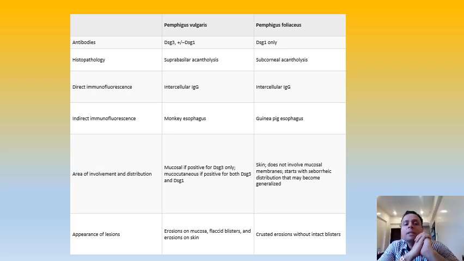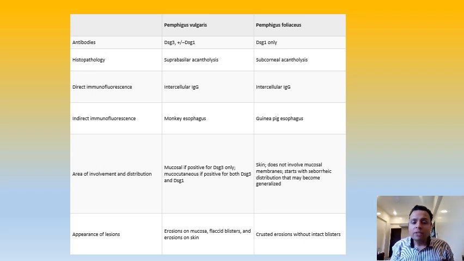What are the differences in antibodies? Pemphigus foliaceus is only Desmoglein 1. It's just a repetition. Pemphigus vulgaris is 3 and 1. Histopathologically, there will be suprabasilar acantholysis in Pemphigus vulgaris. Pemphigus foliaceus is very superficial. It is subcorneal. DIF will show intercellular IgG. Pemphigus foliaceus also shows intercellular IgG, but it is localized to the upper part.